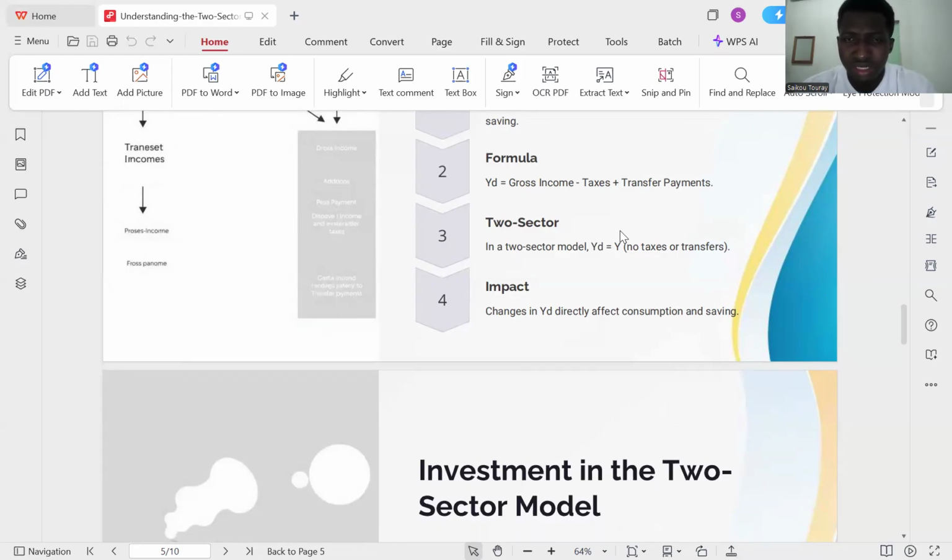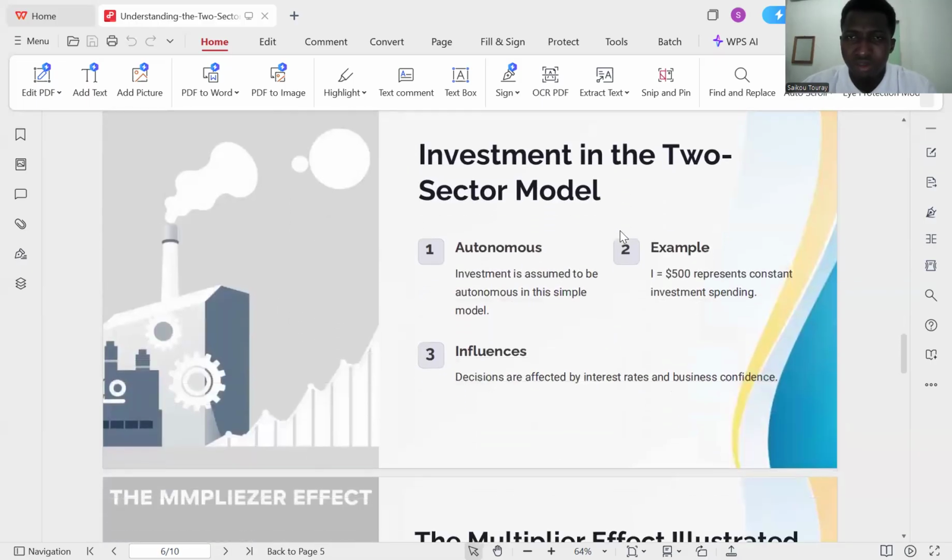Changes in YD directly affect consumption and saving. When disposable income changes, it is going to affect consumption and saving, either positively or negatively, depending on the change. An increase in disposable income affects them positively, but a decrease in disposable income affects your consumption and saving negatively.